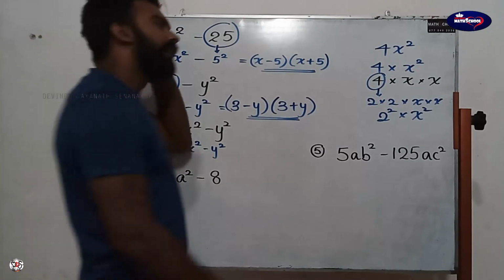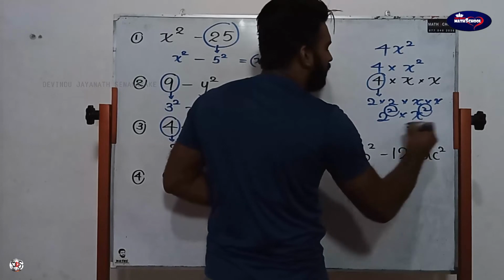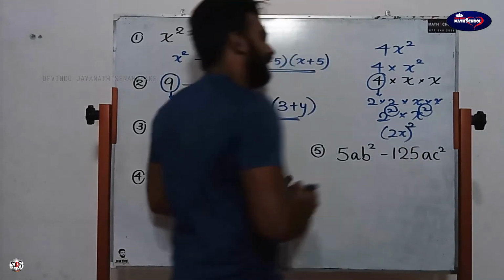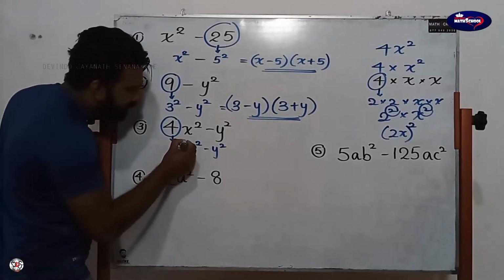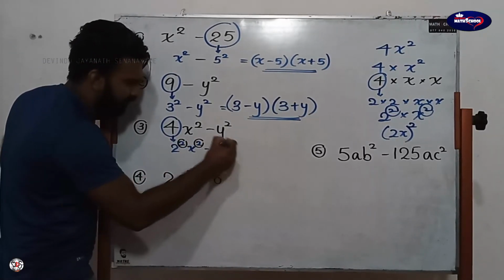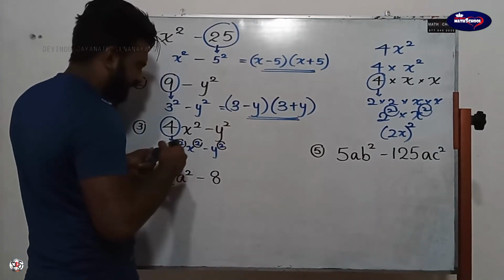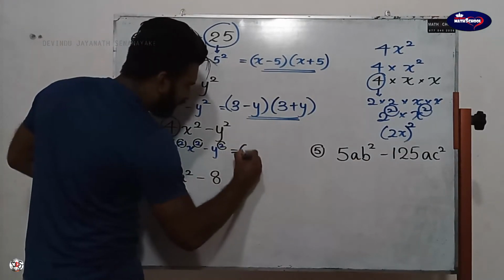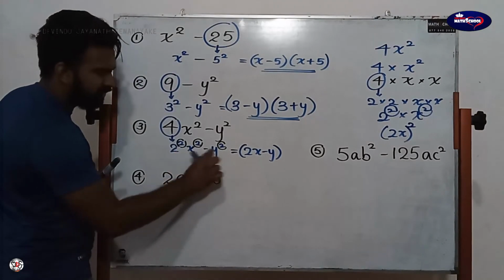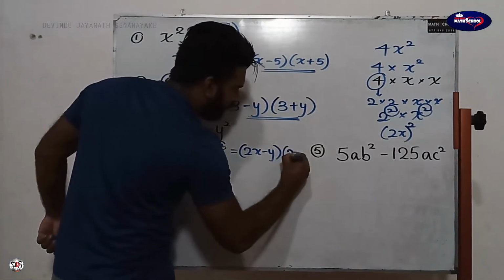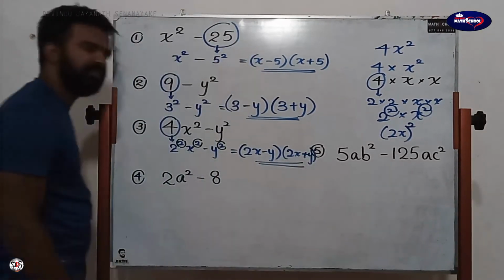Now my dear, we can take this power. The square is common, so we can take 2x squared like this. By removing all these squares, we can just write this down. The first factor will be 2x minus y, and the other factor will be 2x plus y. That's all. Finished.